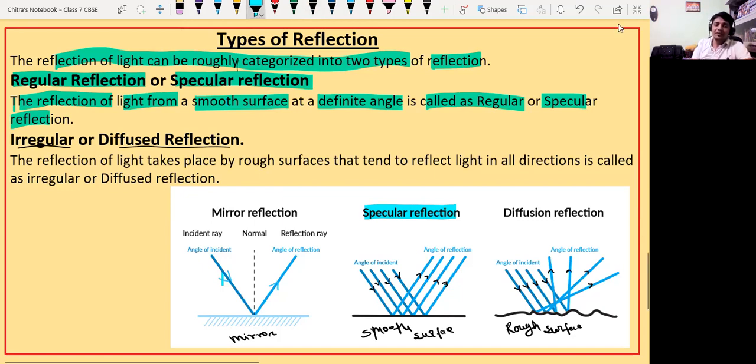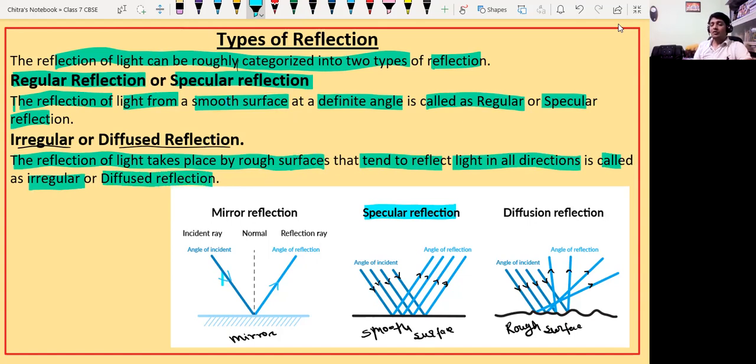So let's discuss over here. The reflection of light from a rough surface, which tends to reflect light in all directions, is called irregular or diffused reflection. Or in short, if you want to define it, you can say the reflection of light that takes place from a rough surface is called irregular or diffused reflection. Understood everyone? So here we have completed the types of reflection also. I want everyone to again take a screenshot for that, and you have to write it down in your notebook also. I will check your notebook. So please write everything in your notebook. Take a screenshot, everyone.